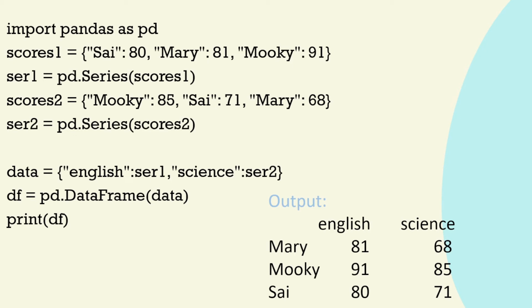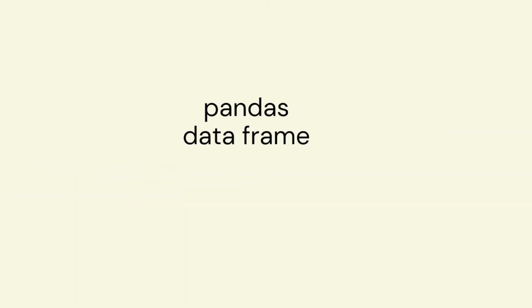Now we can add them with this data with the headings, if you like, English and science, which are like the column indexes, and put them in a data frame. So we can put series together to make a pandas data frame. So here you can see we've got English and science, we've got the 3 students, we've got their scores. So it's quite similar to a table in Excel, for example.